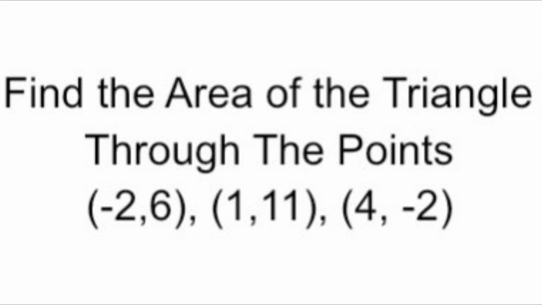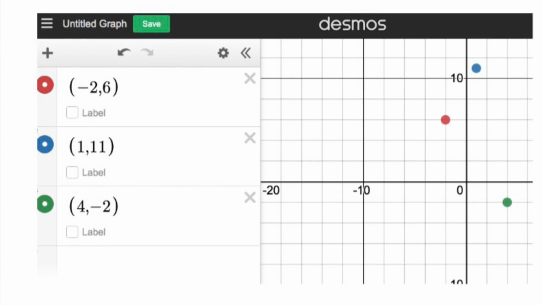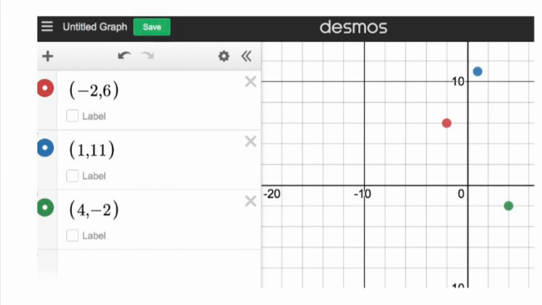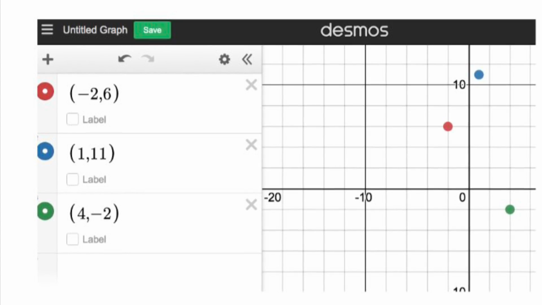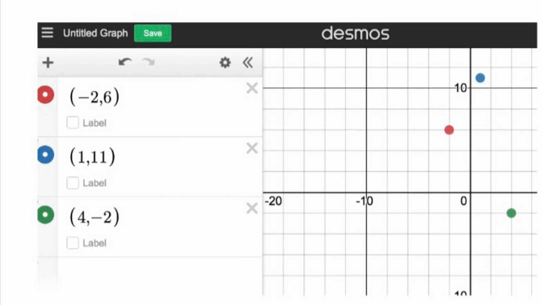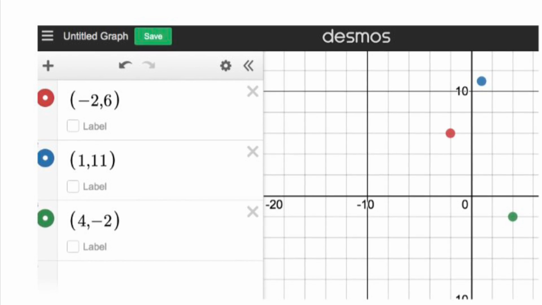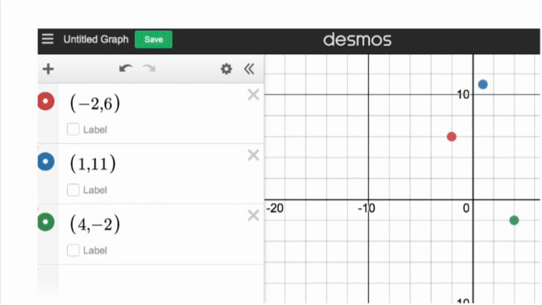Hi everyone, today I'm going to make another video about how to find the area of a triangle when you're given 3 points. So we're going to look at the triangle today that goes through the points (-2, 6), (1, 11), and (4, -2). And we want to find the area of that triangle if we were to plot it on a coordinate plane. So I've used Desmos, I've entered the 3 points, and I can see that I have a triangle that goes through the blue point, the red point, and the green point. And I want to find the area of that triangle.